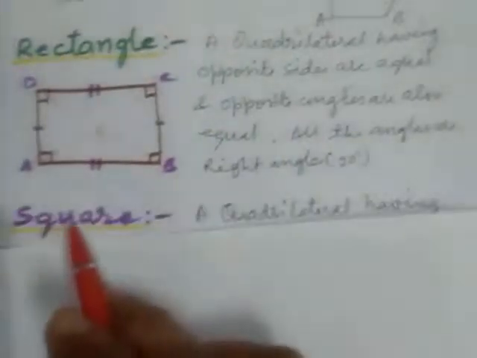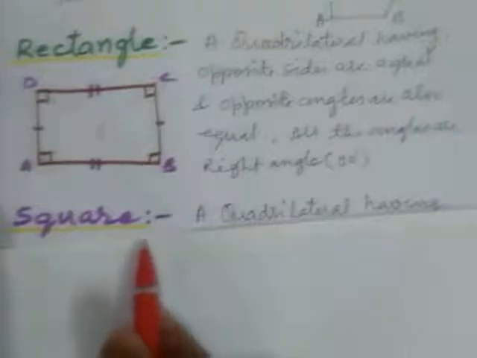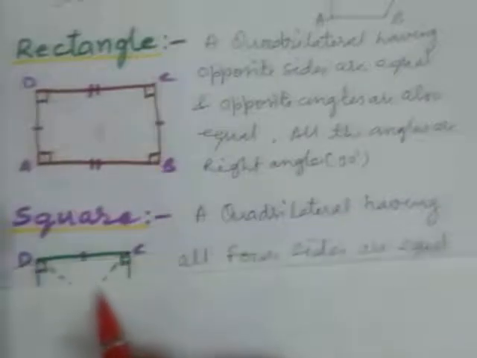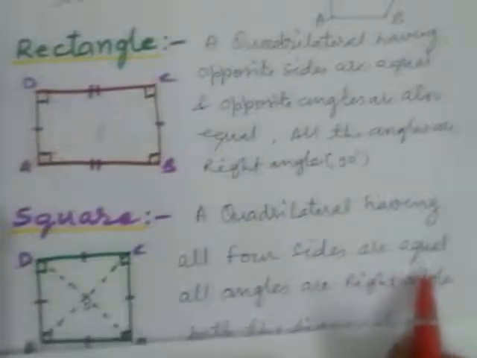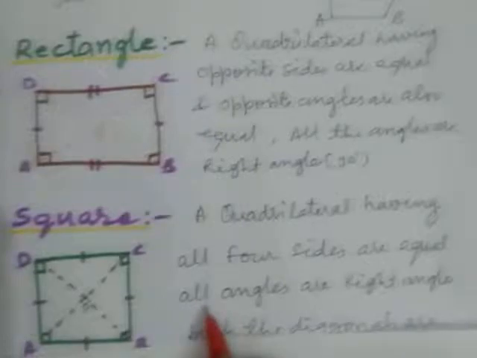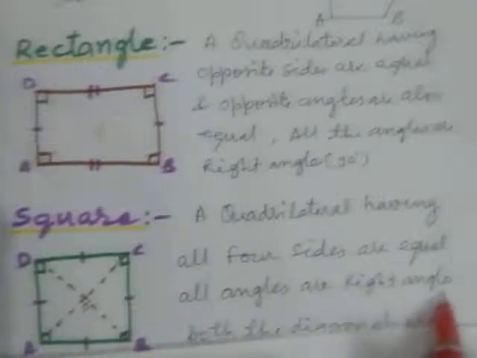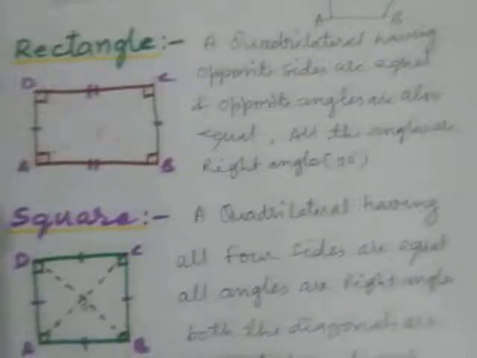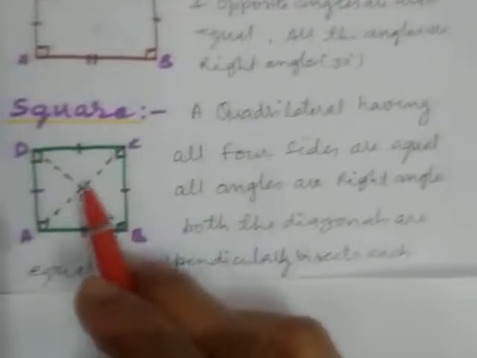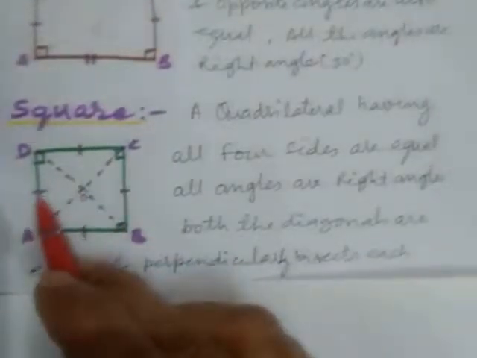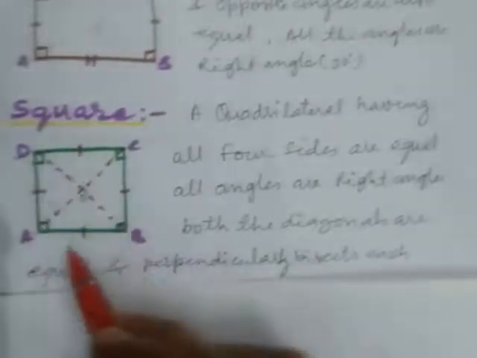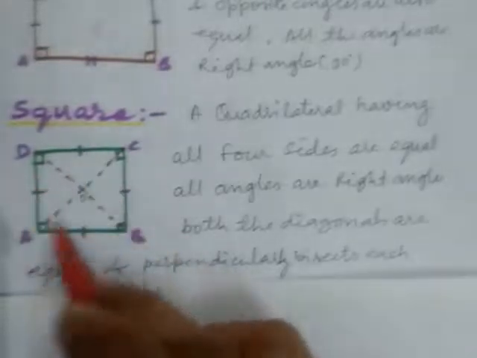Now square, a quadrilateral having all four sides equal, all angles right angles, and both diagonals equal and perpendicularly bisecting each other. So what is a square? A quadrilateral having all four sides equal. Here is the mark for the equal sides.